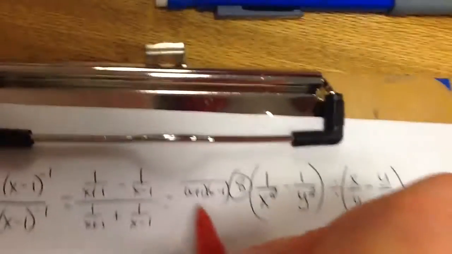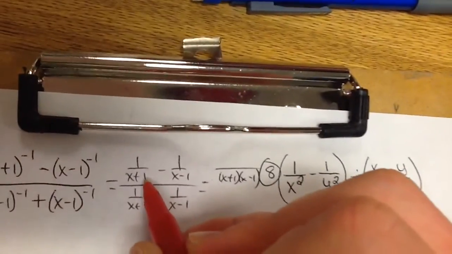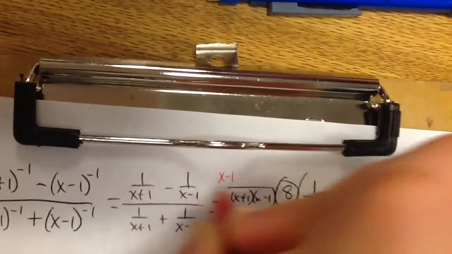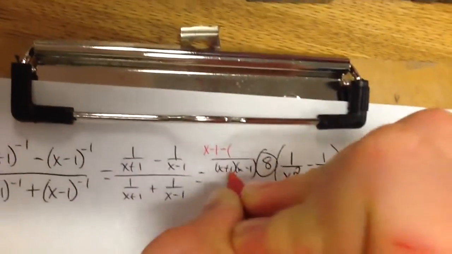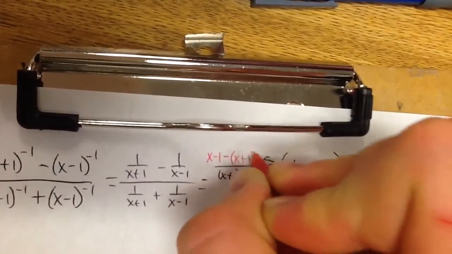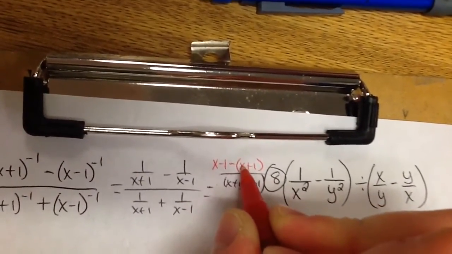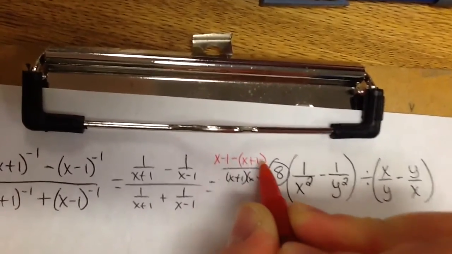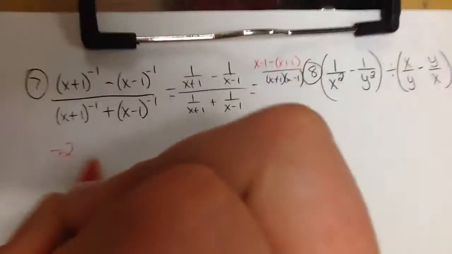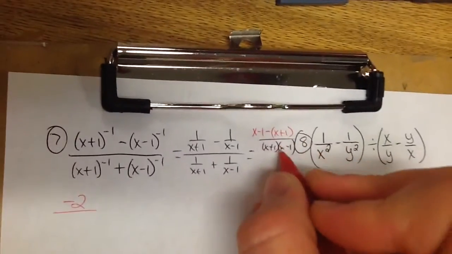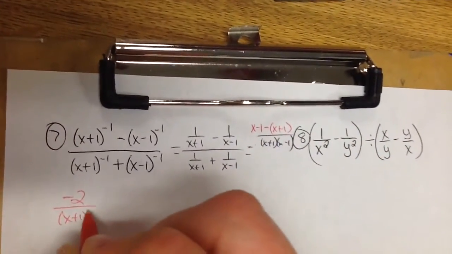So then your common denominator is x plus 1, x minus 1. So that one got multiplied by x minus 1. So it'll be x minus 1 minus, that one got multiplied by x plus 1. So it'll be x plus 1. Keep going right here on this one. X minus x is 0. But then you have negative 1 minus 1, which is negative 2 over x plus 1, x minus 1.